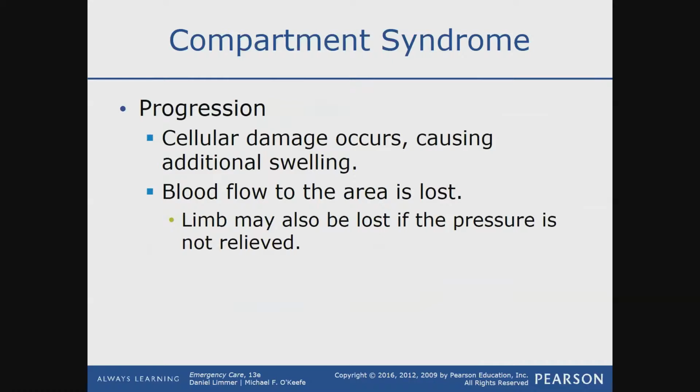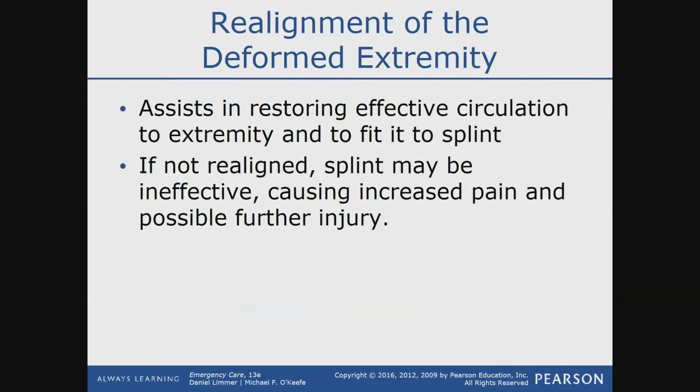So obviously, if the pressure keeps building up or stays the same so that it's not allowing blood flow, the tissue at the peripherals will eventually start to die off and get damaged. So assisting in restoring effective circulation to the extremity and fitting it to a splint.